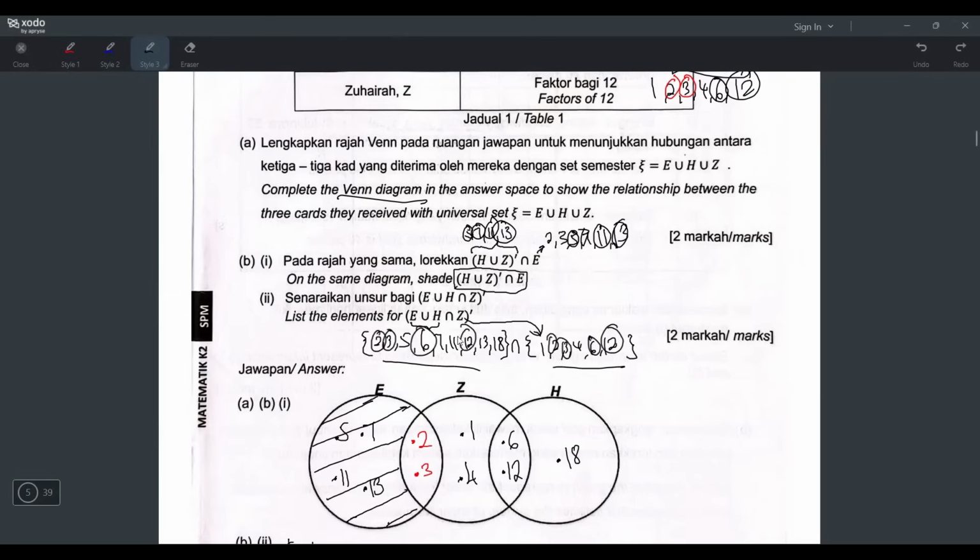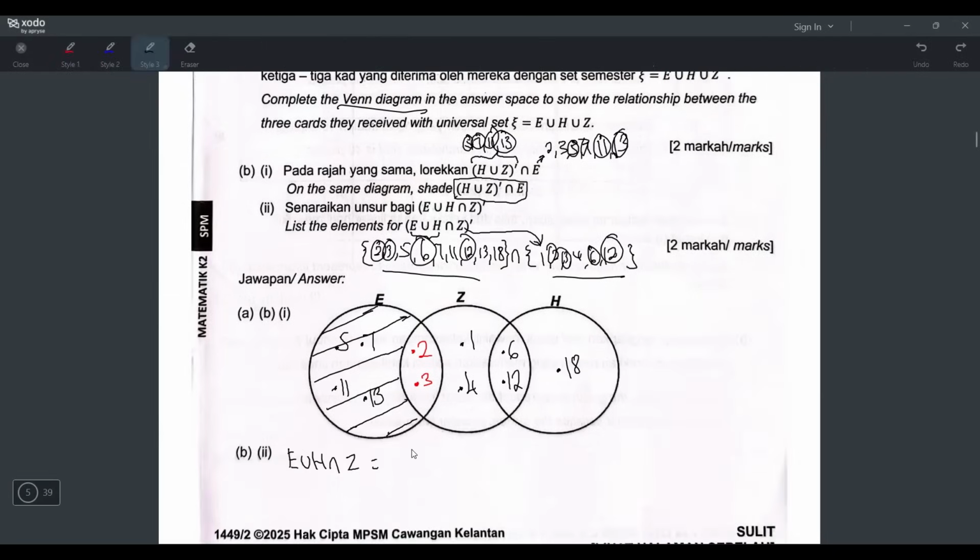So inilah jawapan untuk E union H intersect Z. That's the answer: 2, 3, 6, 12. Sekarang baru kita tengok itu complement. Okay, so the bracket E union H intersect Z tutup bracket complement equals. Okay, sekarang kita boleh list out the element for this.